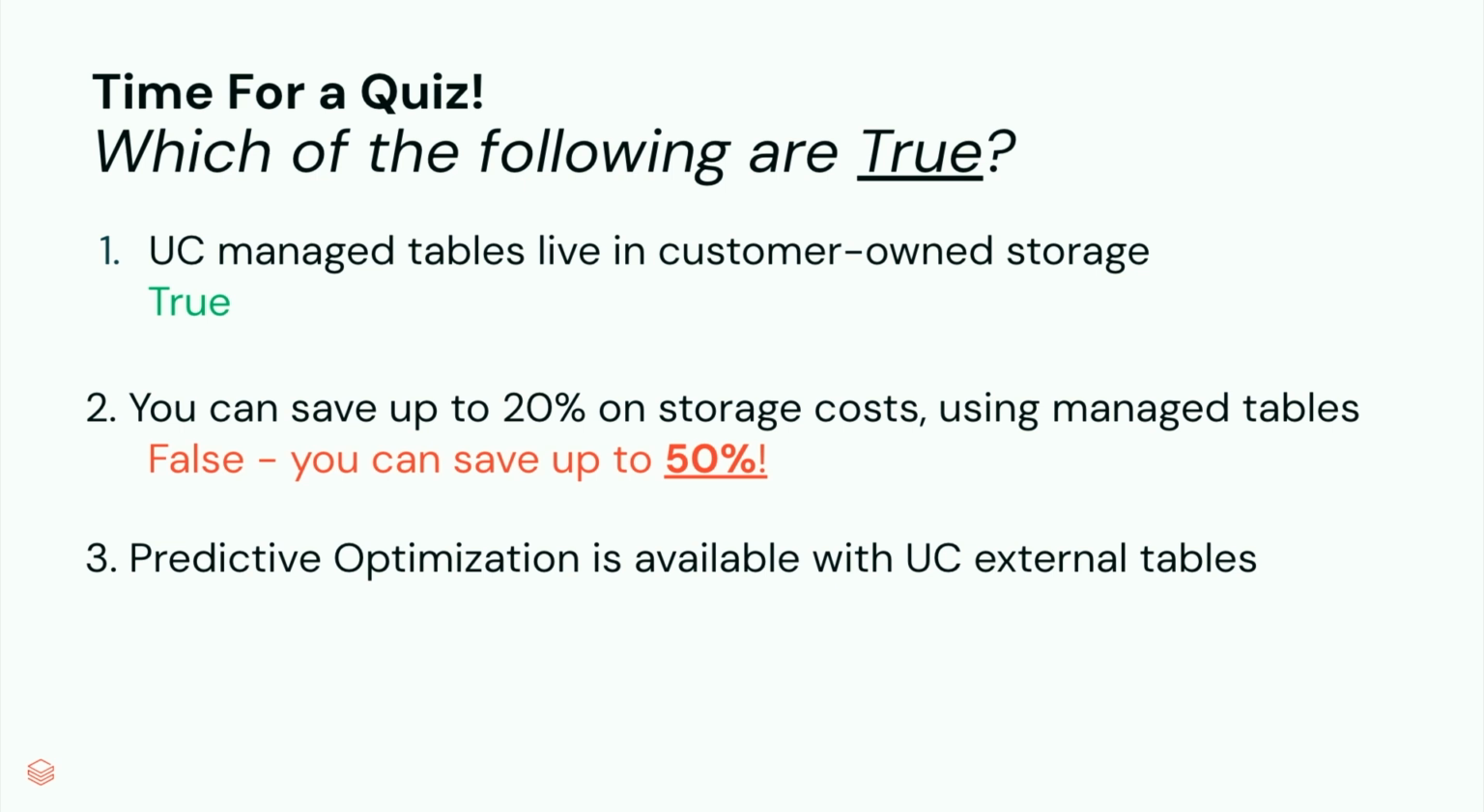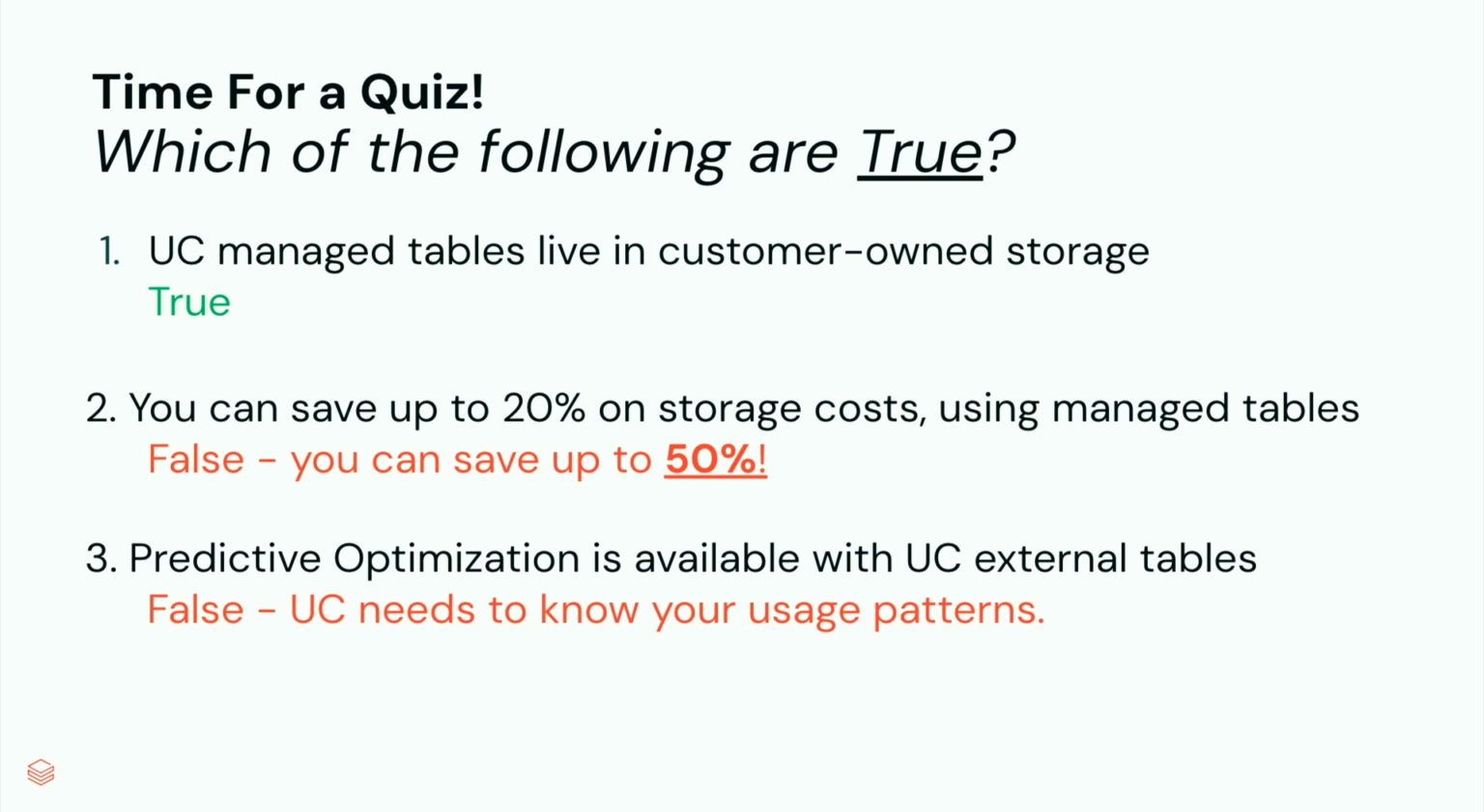I see some other things going on here. False. So predictive optimization is actually not available with UC external tables, because we can't see all the reads and writes that you're making to your table. Predictive optimization learns from how you're reading and writing to your table. It learns from your usage patterns.